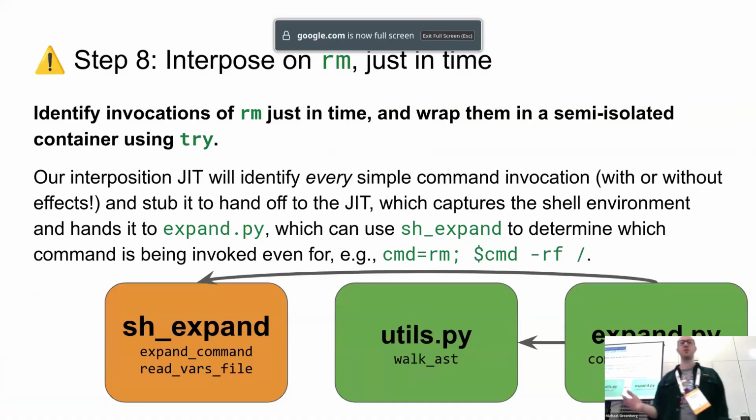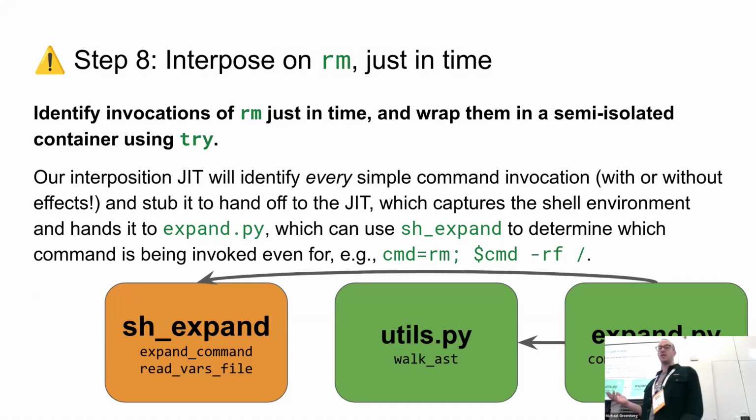And so the last thing we want to do is try to identify invocations of rm just in time and then wrap them in a semi-isolated container using try. We're going to do this in two steps. The first step is, let's just write a JIT that right before running every simple command prepends it with try. The try executable is already in the bin directory and on your path in the Docker container. If you're working locally, you'll have to make sure that that bin directory is on your path.